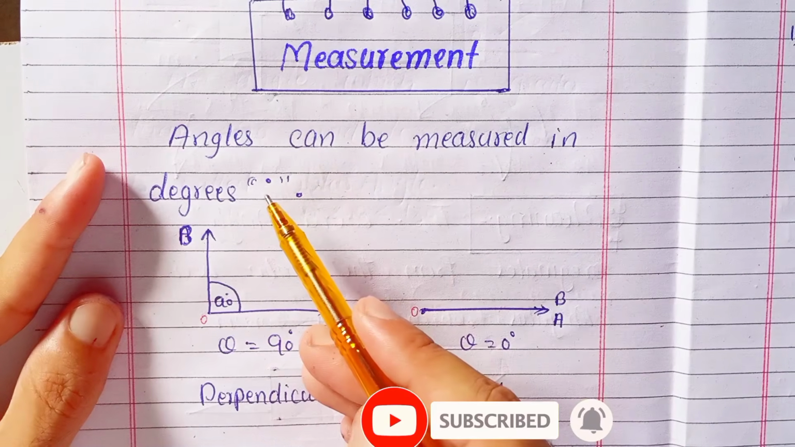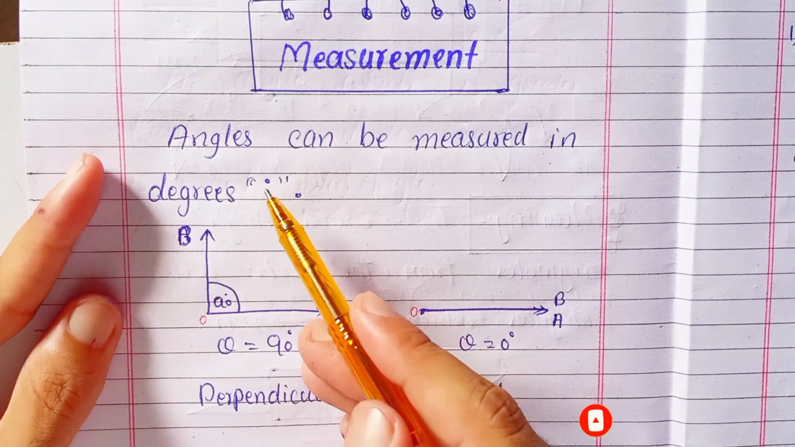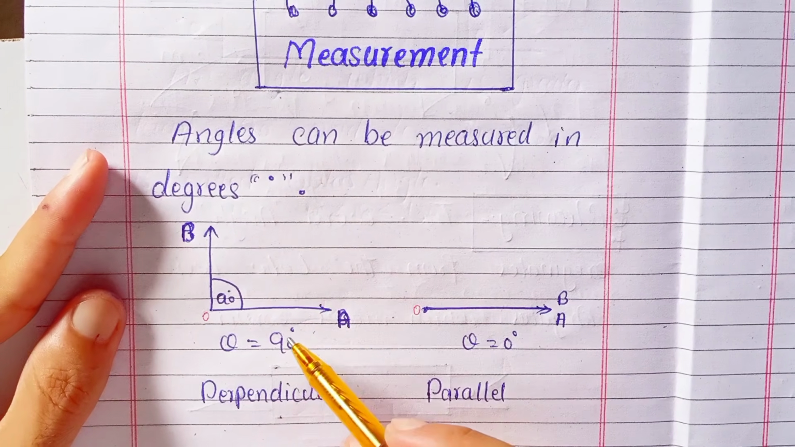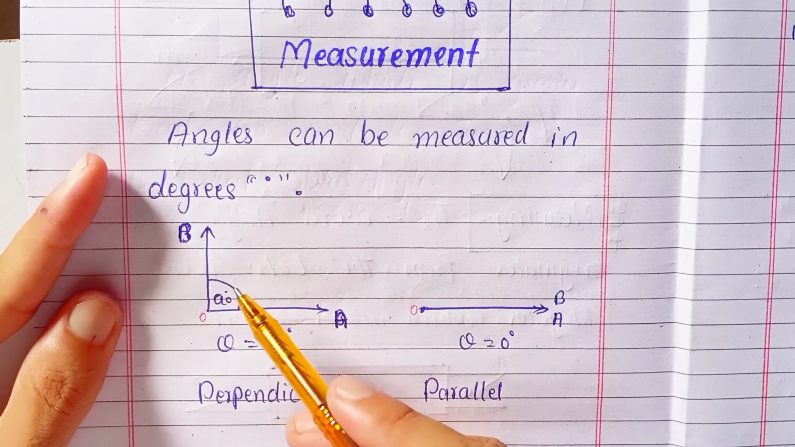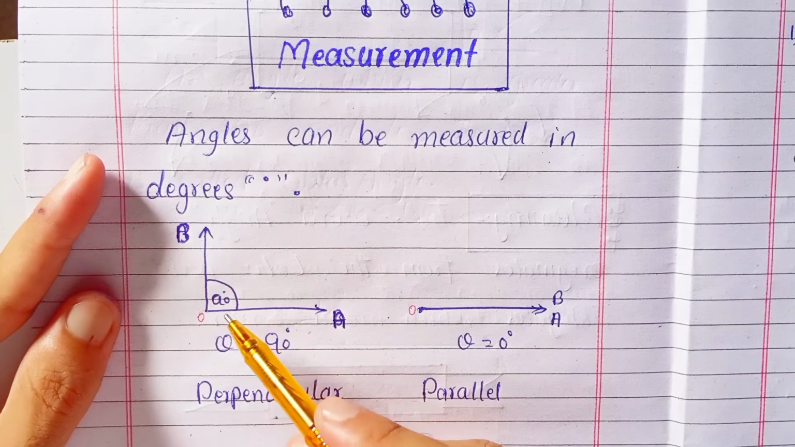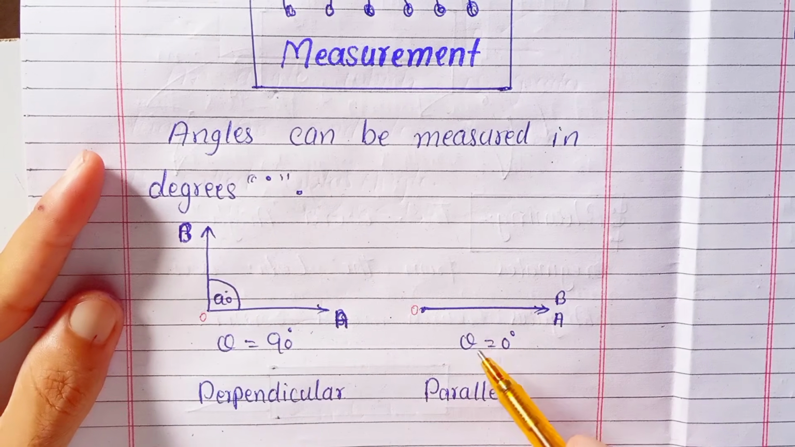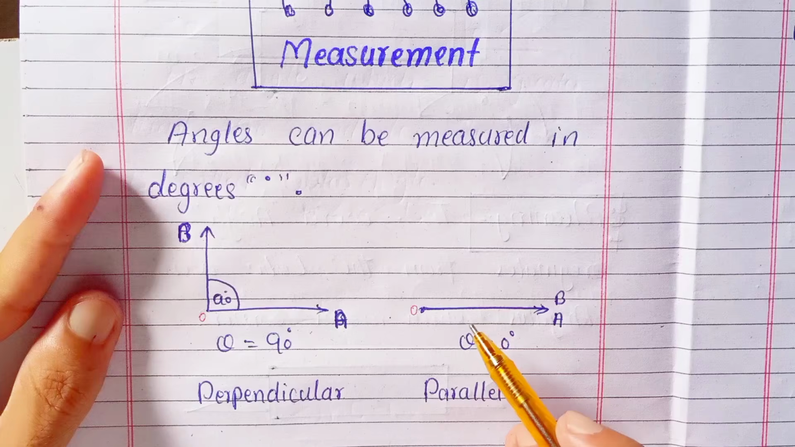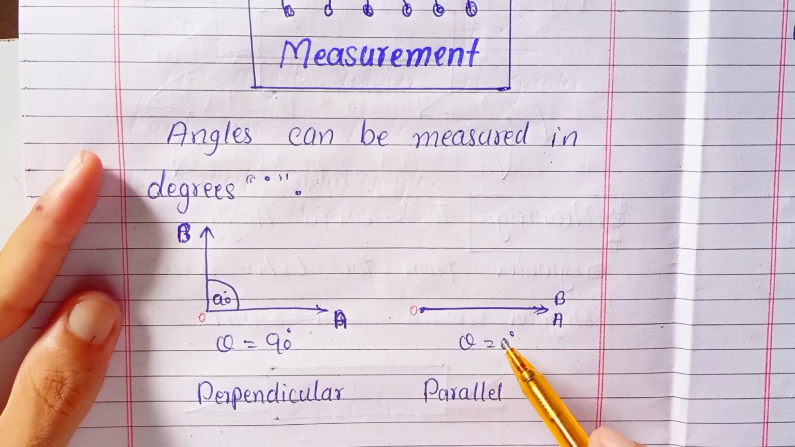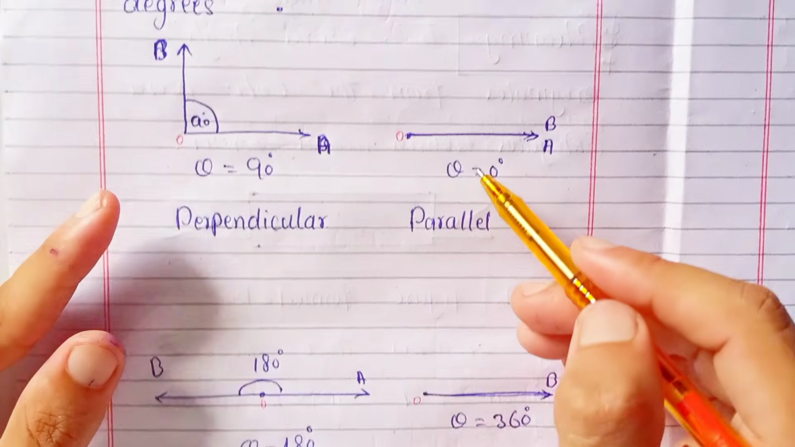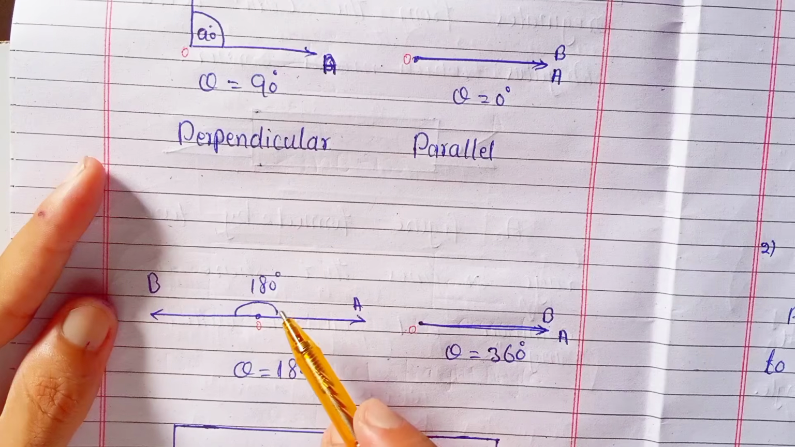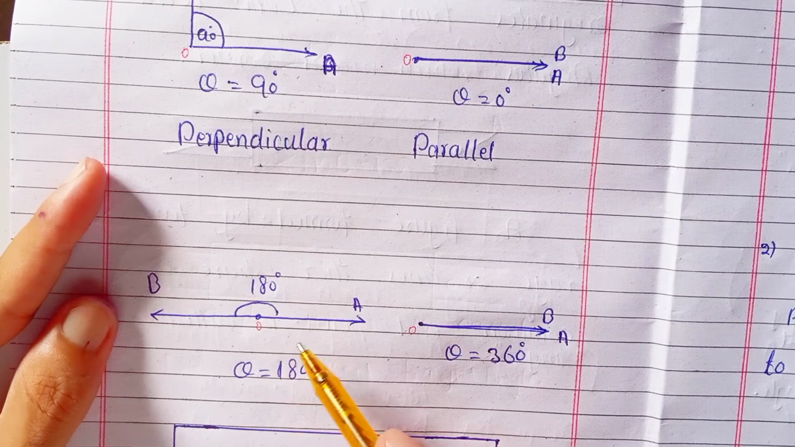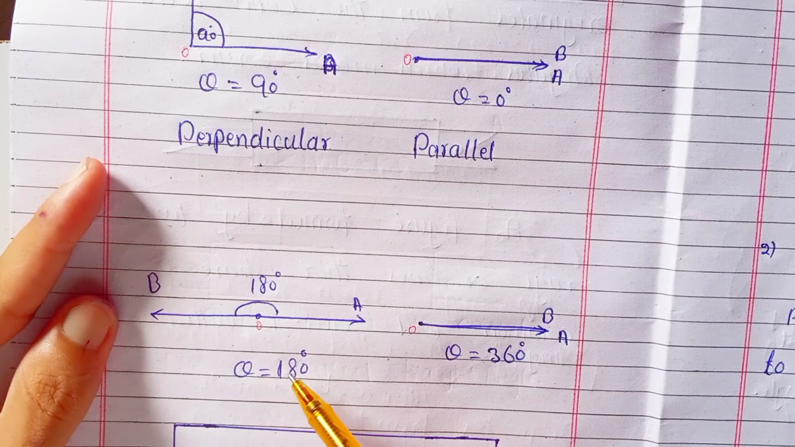Degrees can be represented by a small circle or a number, just like 90 degrees. Here the two lines or rays of the angle are perpendicular to each other. Here the two rays or sides of the angle are parallel to each other, making an angle of 0 degrees. In this case, the two rays of the angle are anti-parallel, making an angle of 180 degrees.